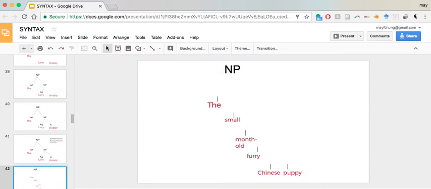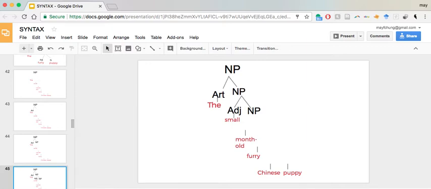So here we have the small month-old furry Chinese puppy. We did the same thing we did before. The is an article, and then you would branch off into another noun phrase, which branches out small as an adjective, another noun phrase, month-old is an adjective, another noun phrase, furry is an adjective, another noun phrase, and then Chinese is an adjective followed by the noun. So keep splitting up your noun phrases until you hit the noun.